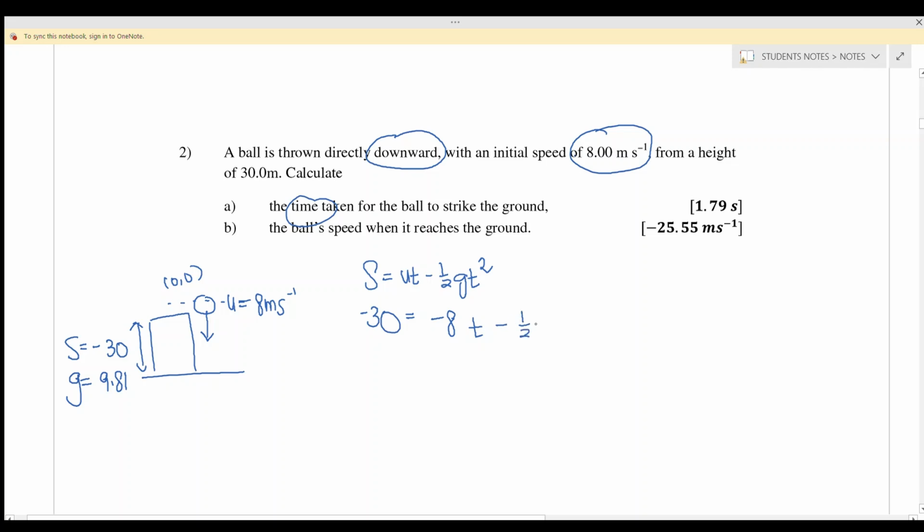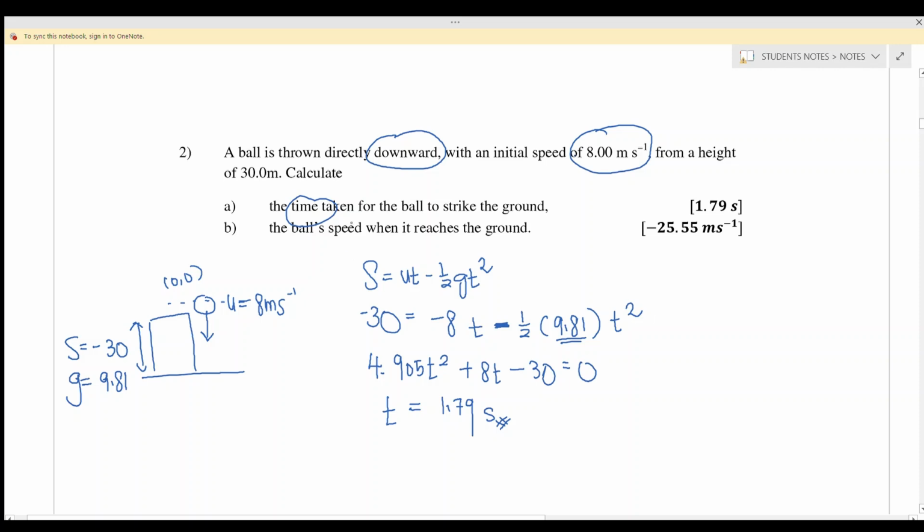Minus half g, 9.81. So again, you just substitute 9.81, because we already substituted the negative, I bring it forward, and it equals t squared. Okay, so if you rearrange the equation back, you will get 4.905 t squared plus 8t minus 30 equals 0. Okay, so if you press the calculator using the quadratic equation, you will get t equals 1.79 seconds. So remember to write the unit, seconds.